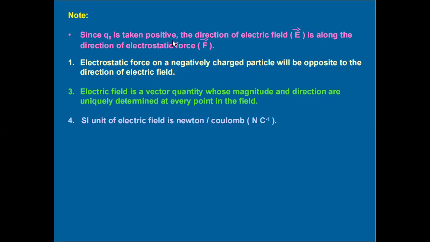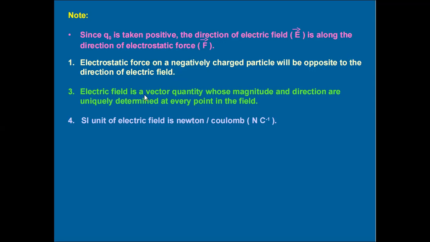Since Q naught is taken positive, the direction of the electric field is along the direction of the electrostatic force. So the electric field and the direction of force will be the same. The electrostatic force on a negatively charged particle will be opposite to the direction of the electric field. So you have to remember that if we place the test charge as a negative one, then the electric field direction will be opposite to that of the force.